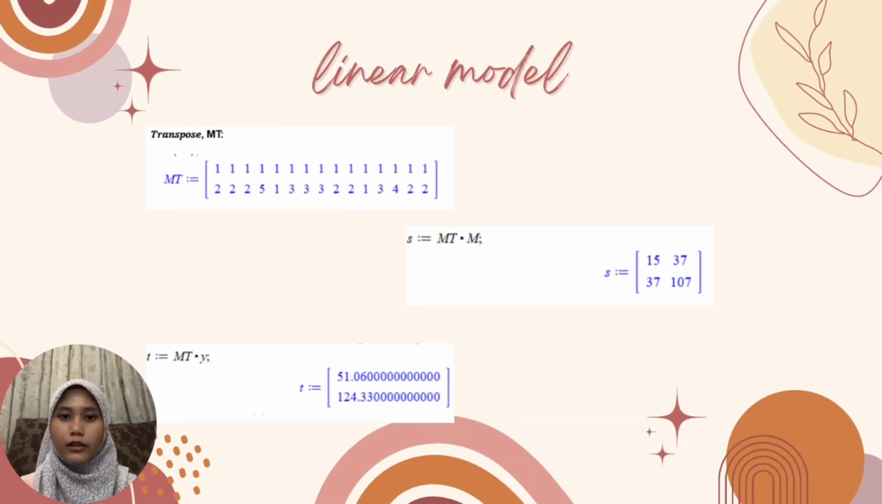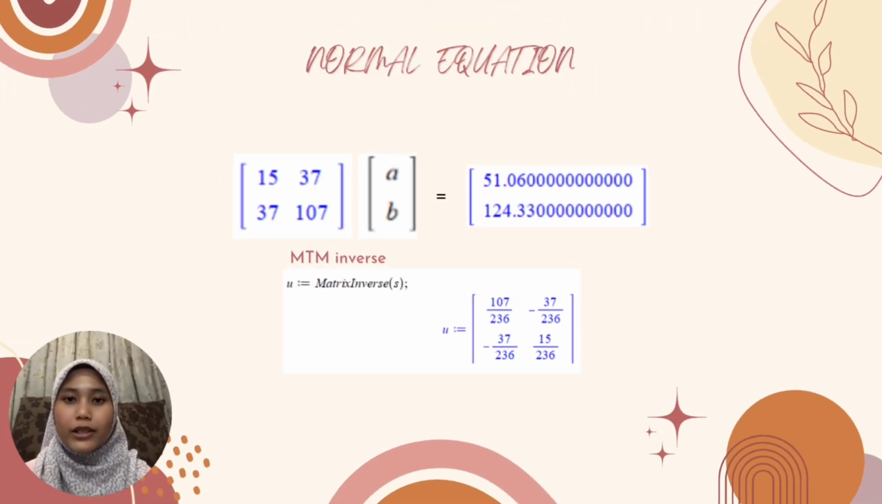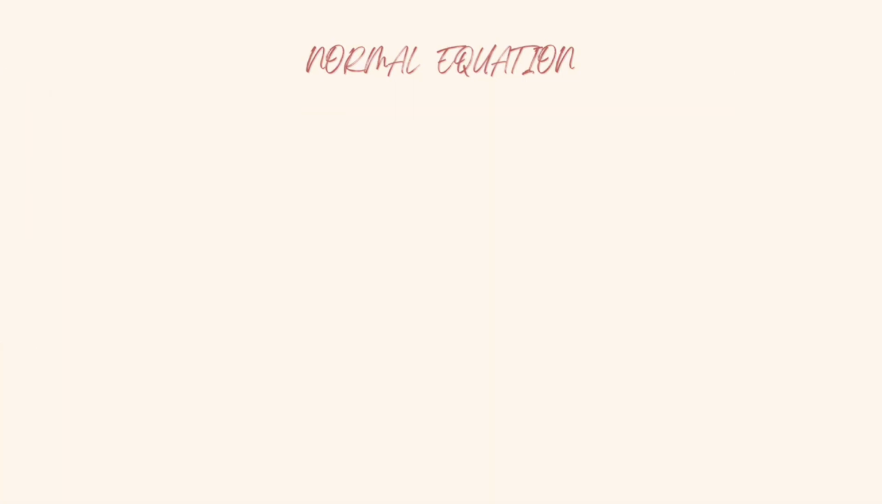After forming matrix M, we can find M transpose by transposing matrix M. After that, we need to multiply M transpose with matrix M. As you can see, this is the output for M transpose multiplied by M. After that, we need to multiply M transpose with Y. The output will be the same form, M transpose M V equals M transpose Y. To find V, we need to inverse the matrix M transpose M. Then, you can see the output of the inverse of M transpose M.